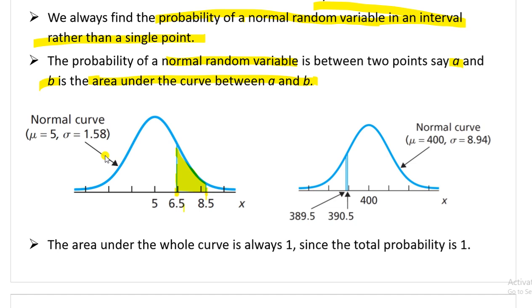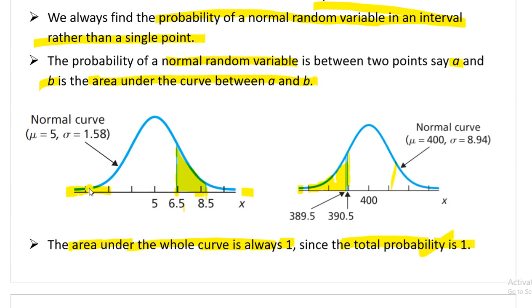Okay, if you want to find the area under this curve, then you have to find the area. If you calculate the whole area from minus infinity to plus infinity, it has to be 1. Why? Because the total probability is 1, and probability is the same as area, right? So the area under the whole curve has to be 1 because it gives you the total probability. If you pick any two numbers and try to find the area, it will be less than 1.